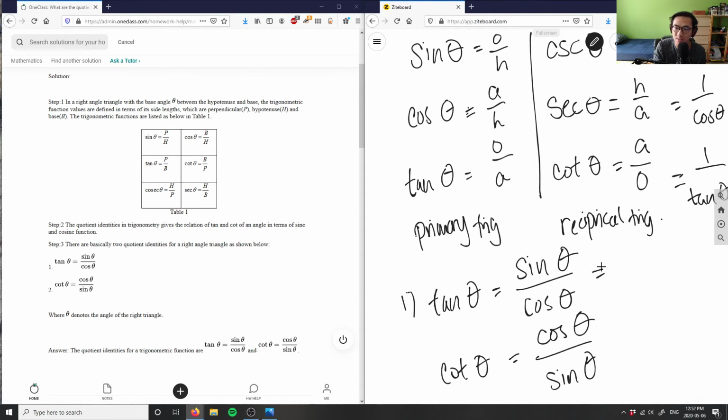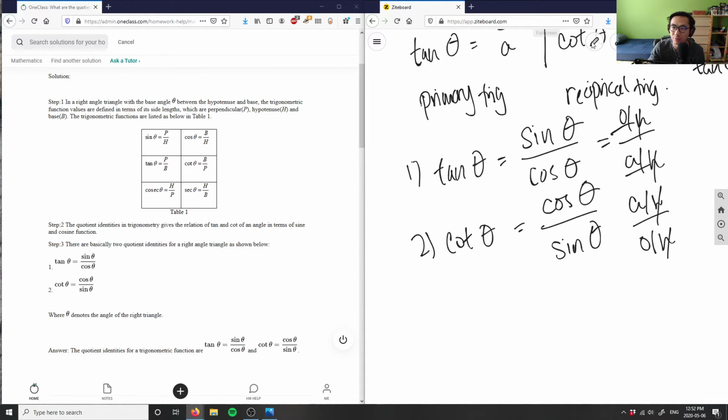And why this works is that sine theta is opposite over hypotenuse, over adjacent over hypotenuse. The hypotenuse cancels out, so you get opposite over adjacent, right? Like we proved here. Same with this guy here. I have adjacent over hypotenuse over opposite over hypotenuse. Again, the hypotenuses cancel out, and again, I have adjacent over opposite, which is this guy here. So these are our quotient identities for the trigonometric ratios, these two guys here.